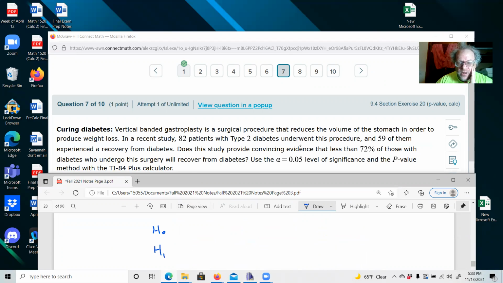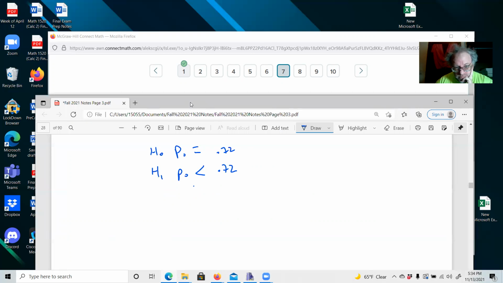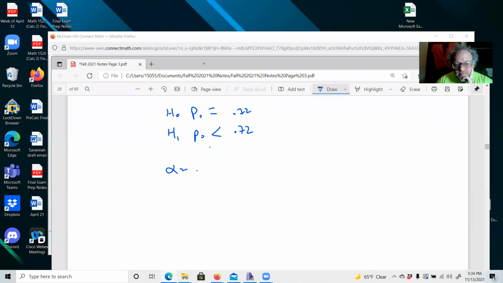All right, so here, less than 72% will recover from diabetes. So we'll say P sub 0 equals 0.72. Equality always belongs to the null hypothesis. So we're going to say less than 72%. That's what we're trying to prove. Alpha is 0.05. Our test statistic.